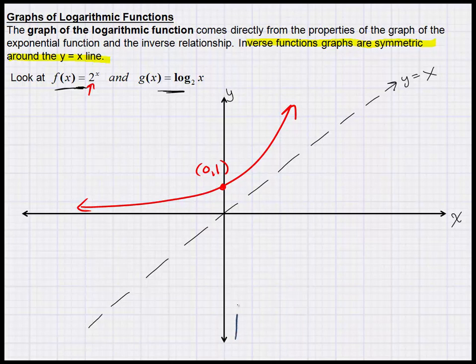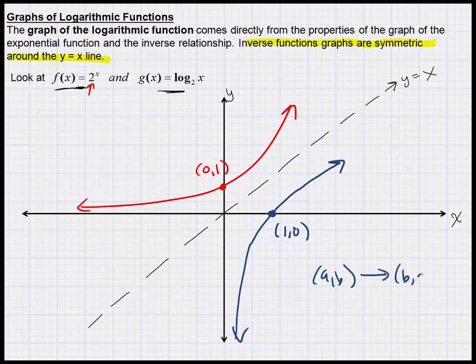Something like this. And it's going to go through this point, 1, 0. Essentially, any point (a, b) that's on one function, the point (b, a) is on the inverse. This would be on f of x. This would be on f inverse of x. Because the domain and range are flipped around, the x's and y's are all flipped around. So 0, 1 is on one function, 1, 0 is on the other function. That goes for all points.